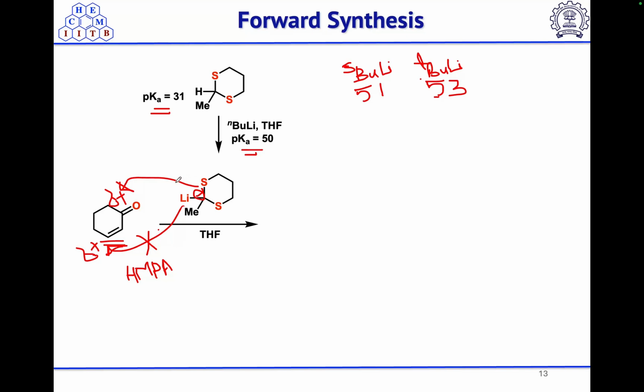So first, basically in this case you will get this 1,2 addition product. Now the next thing you have to do is the deprotection of this 1,3-dithiane. How can you do it? You can easily do it by using mercuric chloride, HgCl2, in water and methanol. What will happen is you will get the corresponding carbonyl group here. This group will deprotect and you will get the corresponding ketone.